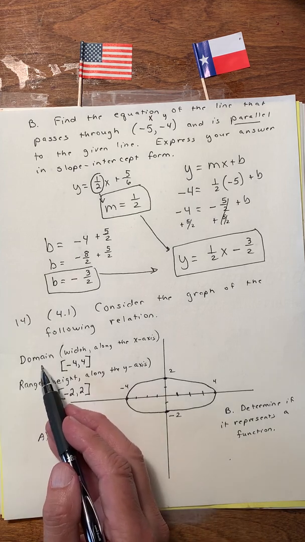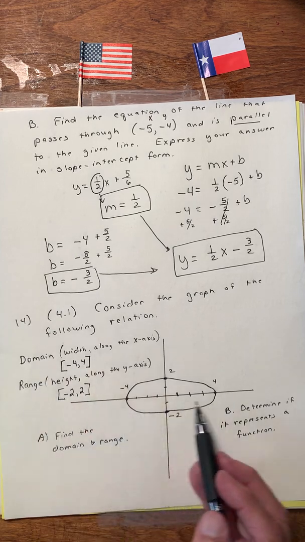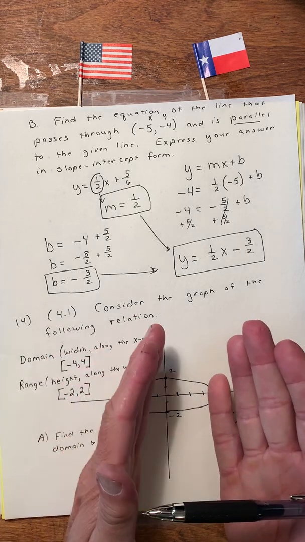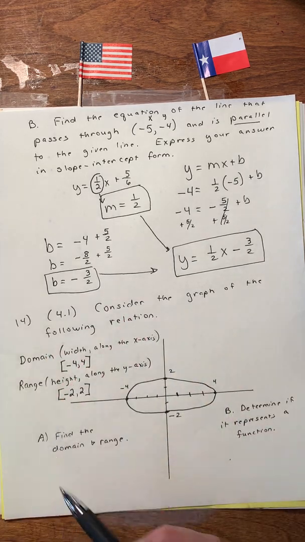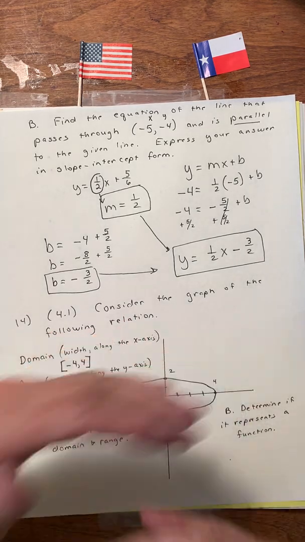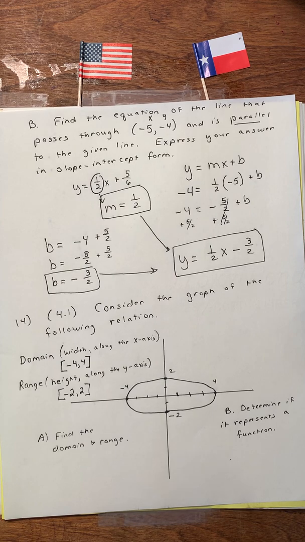Good thing to note: the domain, when you're looking at a graph, is the width of the thing. The range, when you're looking at a graph, is the height of the thing. Okay, so that's taken care of.